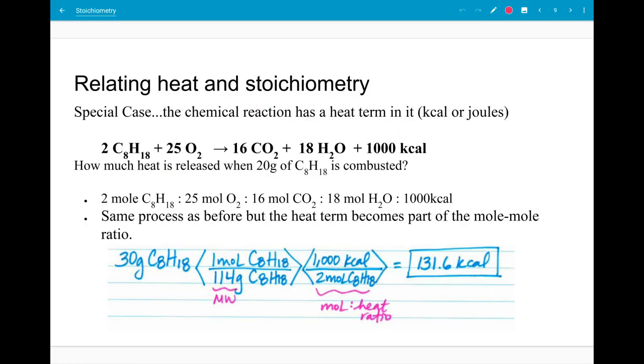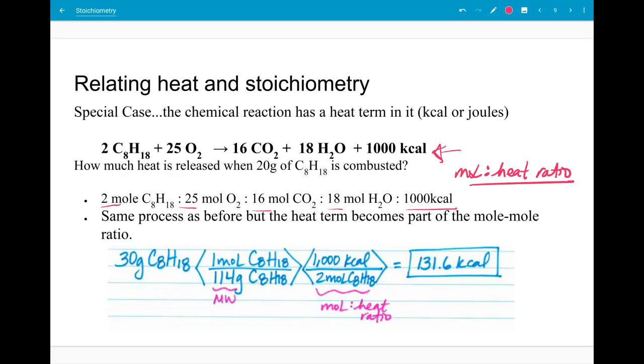Okay, and we could also relate heat with stoichiometry. Now, heat is usually in kcals or calories or joules, and it's a special situation. So I have this reaction here, and it says how much heat is released when 20 grams of C8H18 is combusted. So we have to remember that we have these mole to mole ratios, and then I can make kind of this mole to heat ratio. This is what I call it, a mole to heat ratio.